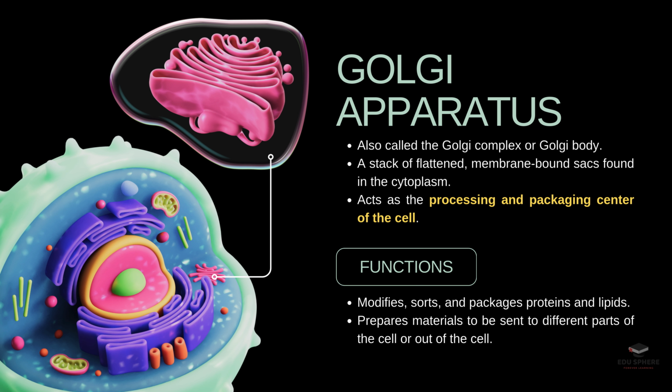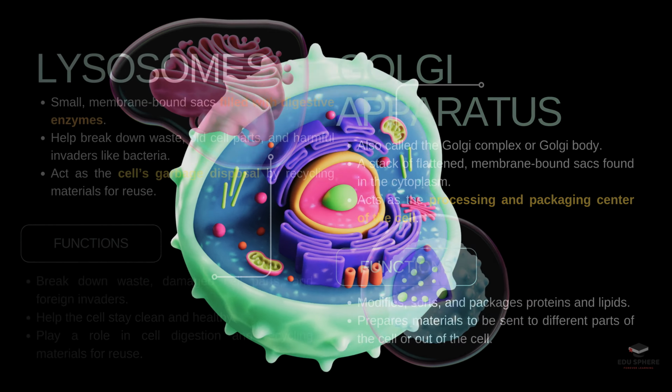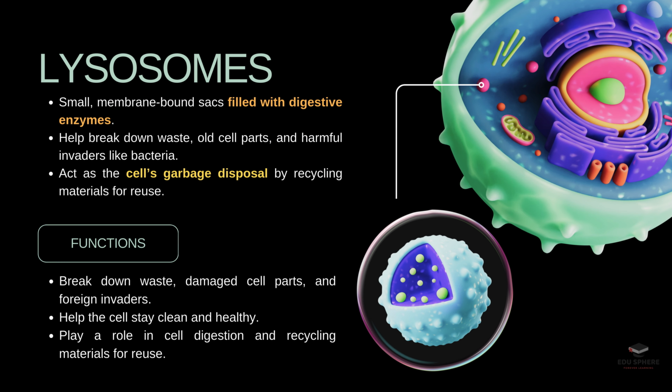It receives proteins and lipids from the endoplasmic reticulum, modifies them, sorts them, and packages them into vesicles, which are then distributed within or outside the cell. Lysosomes are like the cell's cleanup crew. These tiny sacs are packed with enzymes that can digest and break down all kinds of waste inside the cell. They break down waste materials, damaged organelles, and even invaders like bacteria. This process keeps the cell clean and healthy.